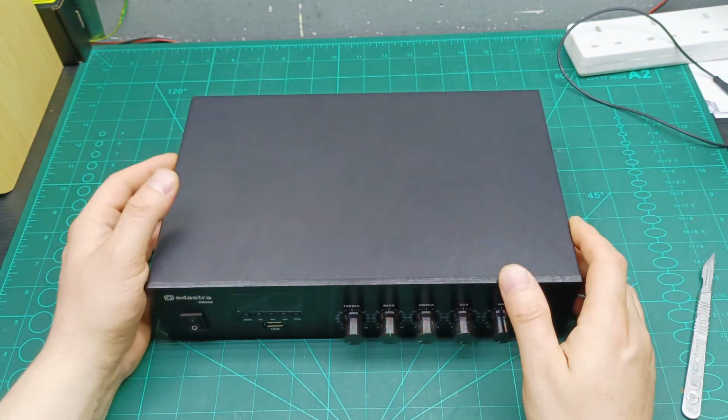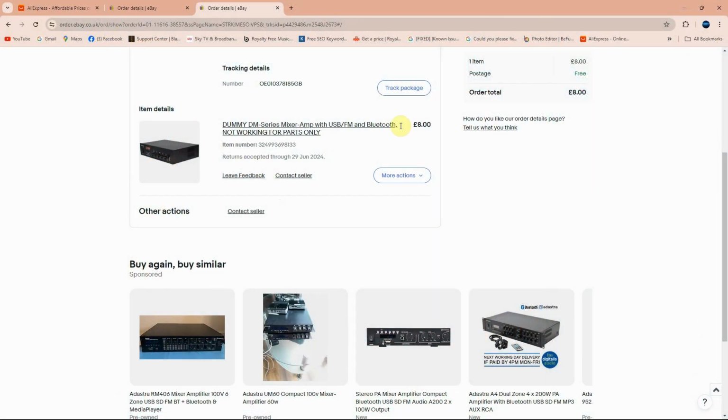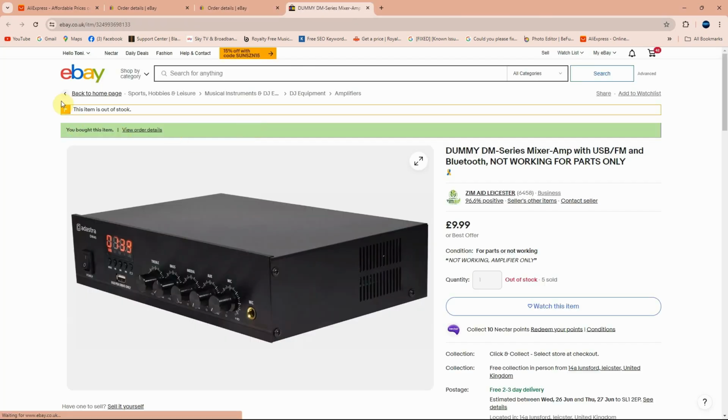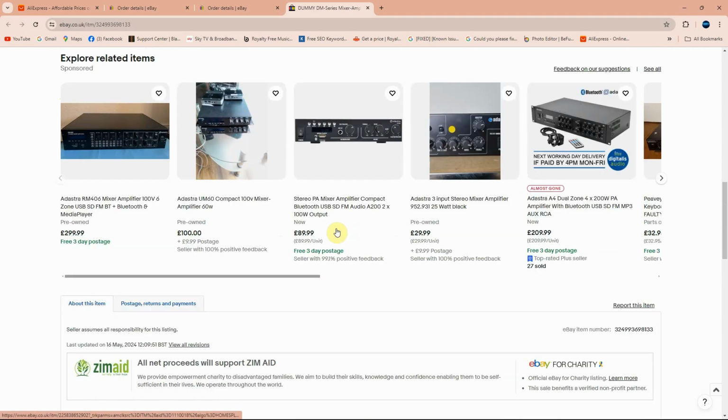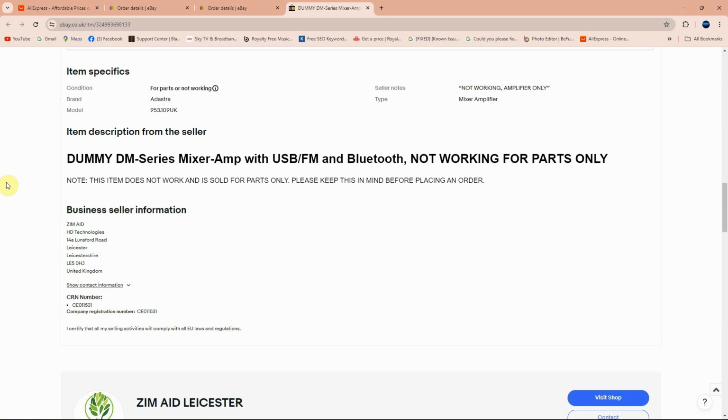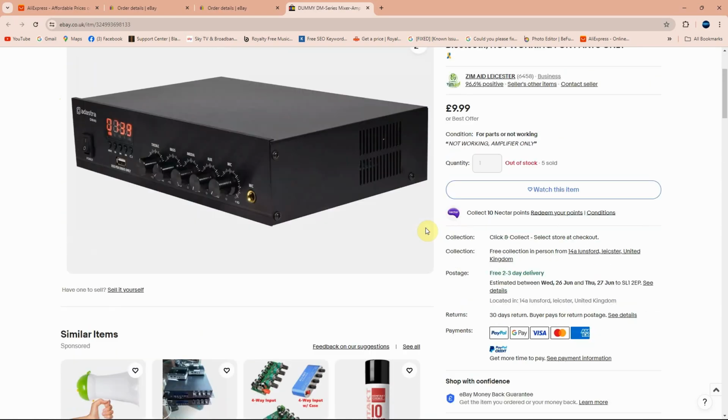Okay, so now let's go to the next parcel. So here we go, this is the amplifier, which says here not working, for parts only, for which I paid £8. If we go to the listing, it says the item is out of stock, because it was the last piece. It looks like they had five, so they sold five, and the price was £9.99. The description says this item does not work and is sold for parts only, please keep this in mind before placing an order. So that's why I made an offer of £8, and the seller accepted and it's here already.